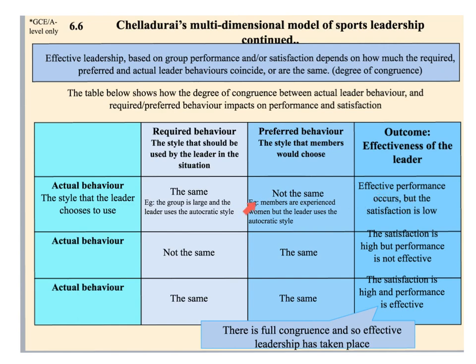So it's saying that the group's going to be effective because it's a large group and is used autocratic. However, the satisfaction is low because the group would have chosen a different type of leadership style because they are experienced and they don't need an autocratic style. So overall, you can have an effective group, but the satisfaction is going to be low. So again, we'll look here, the actual behaviour. So it's not the same, which is the style that the leader should be using.